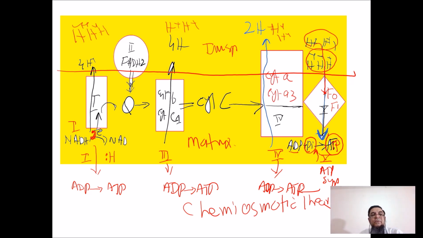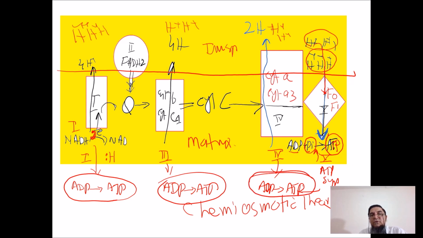Chemiosmotic theory. Here I would like to mention one more point, that there are three areas where this much energy is liberated during the reaction in which ADP is converted into ATP. That is at the complex 1, complex 3 and complex 4 level.